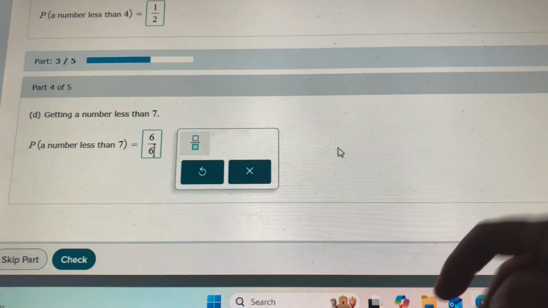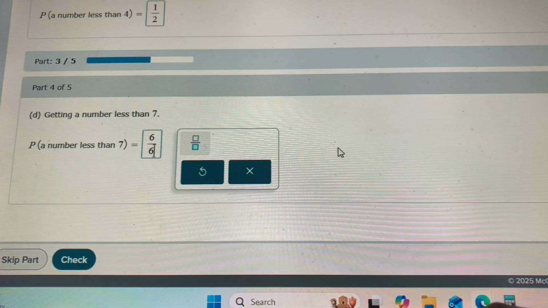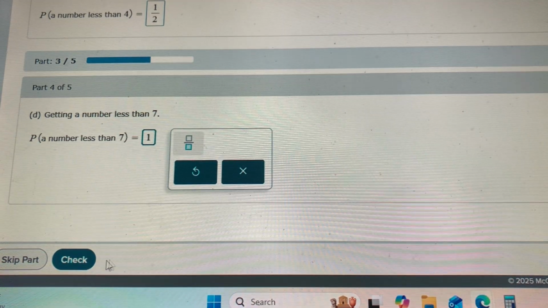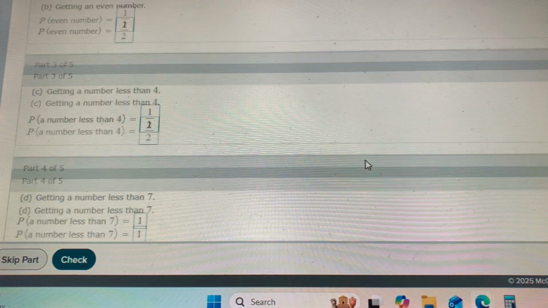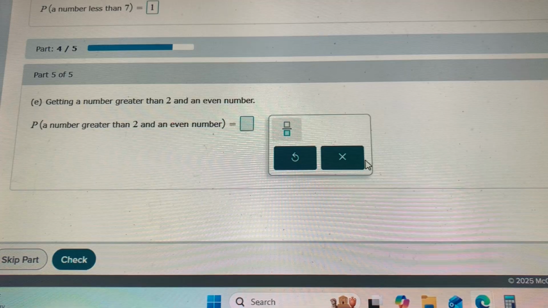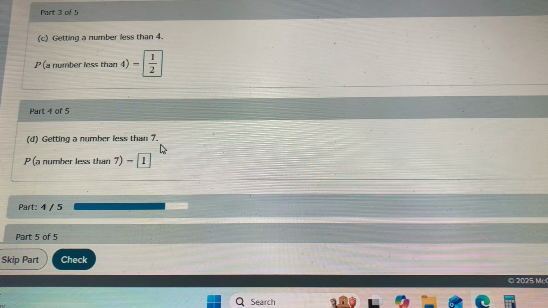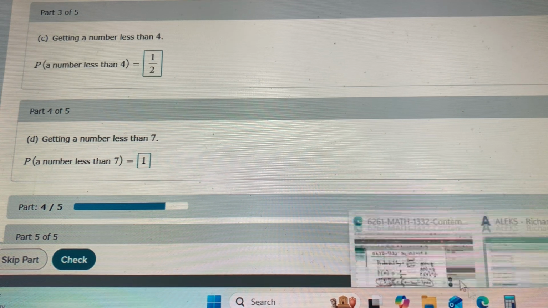Now that reduces to 1. 6 divided by 6, anything divided by itself, is 1. So it turns out 1 is the highest probability you can ever get. You can never get higher than 1. On the other side, if they said greater than 7, there are no numbers on a die that are greater than 7. So then you would have a 0 out of 6, or a 0 probability.